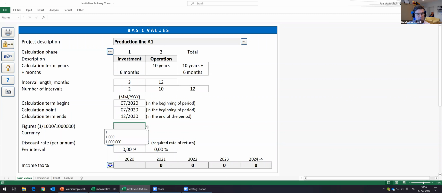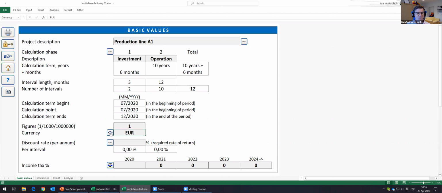You can select if you make the calculation in ones or thousands or millions. I prefer to do it in ones, and then the currency in this case is euros. You can type it however you like. It's just text, but it will show up like that on all pages. And yeah, this currency conversion.